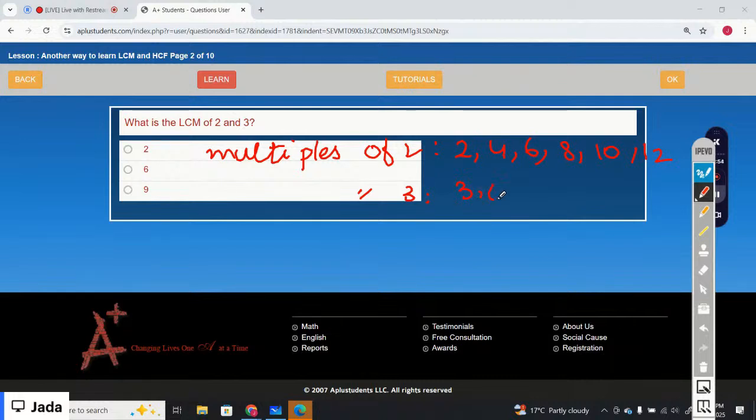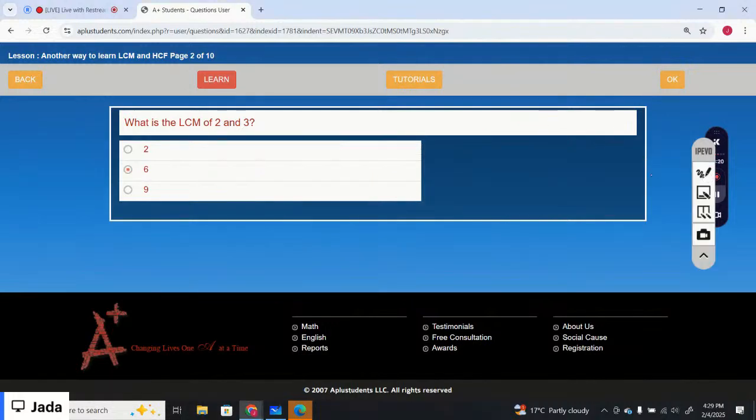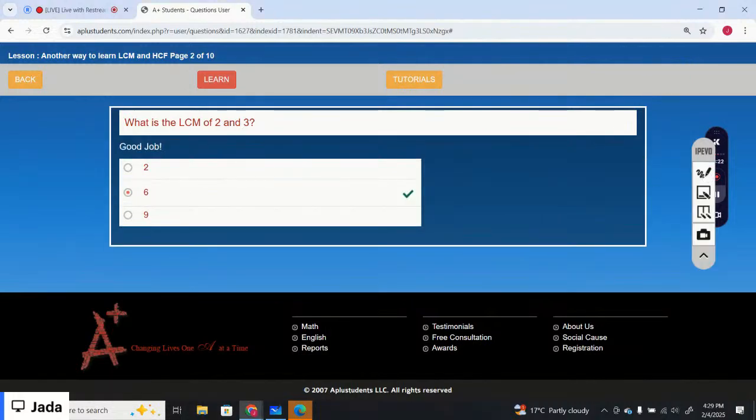And the multiples of 3 are 3, 6, 9, 12, 15. So the least common multiple is 6. So the LCM is 6. Got it? Option number 2 is the correct option.